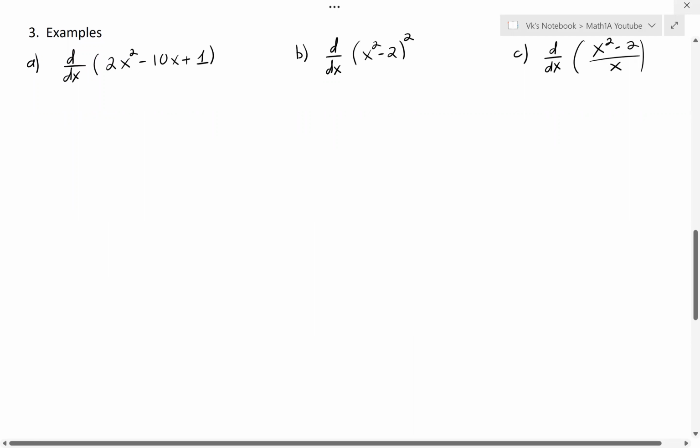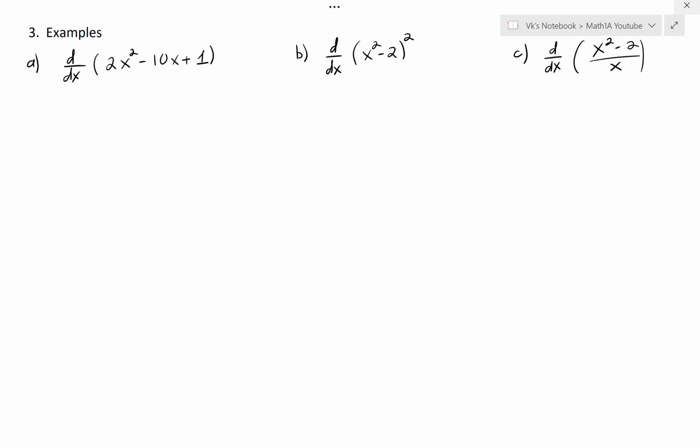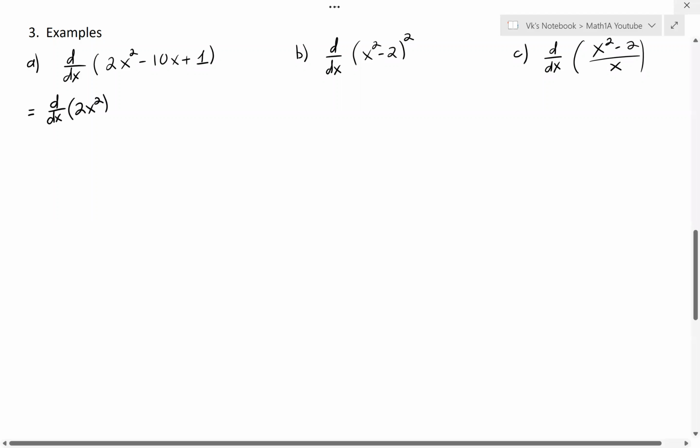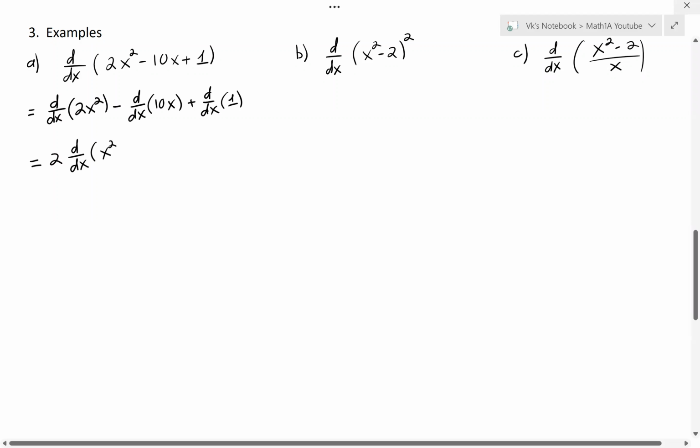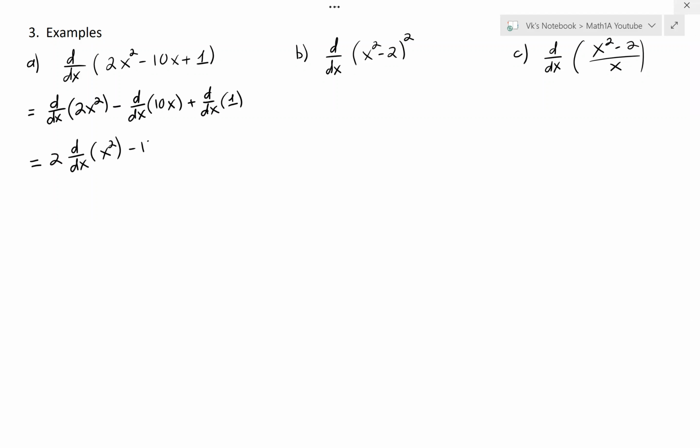First set of examples, we're going to figure out the derivative of the following expression: the derivative with respect to x of 2x squared minus 10x plus 1. We're going to use the properties of derivative. So this is the derivative of 2x squared minus the derivative of 10x plus the derivative of 1. We can take out the number 2, and we have 2 times the derivative of x squared minus 10 times the derivative of x plus the derivative of a constant, which is 0.